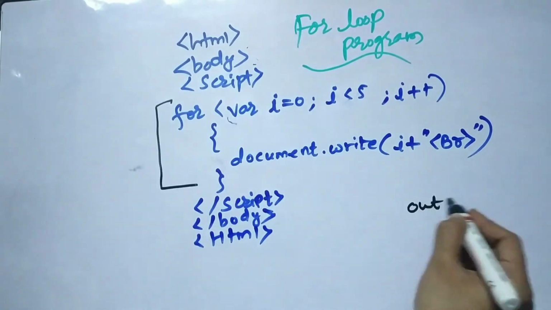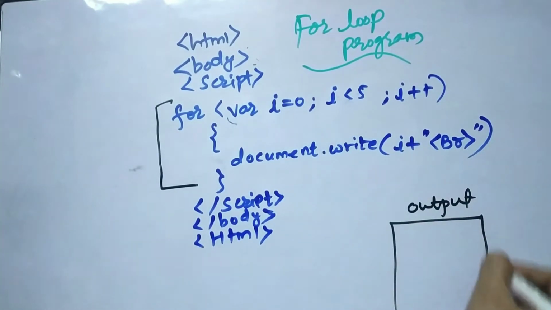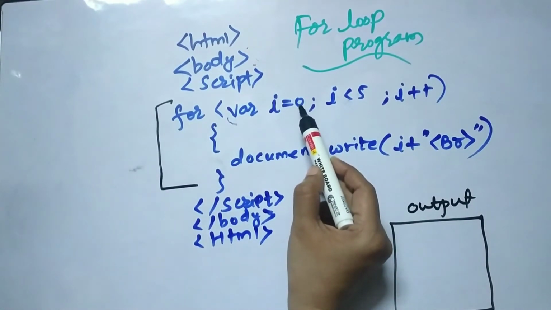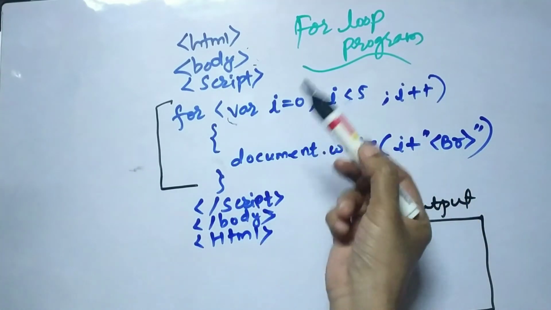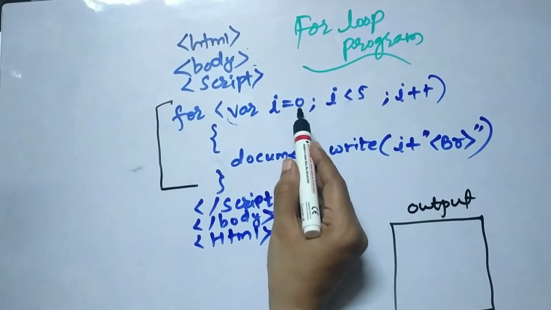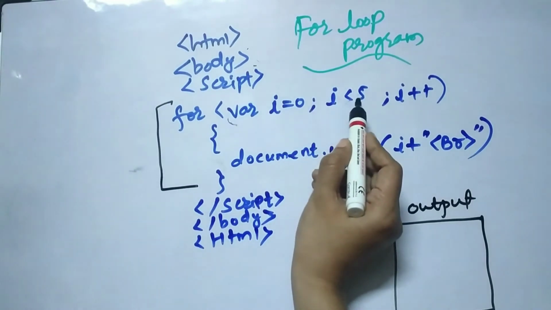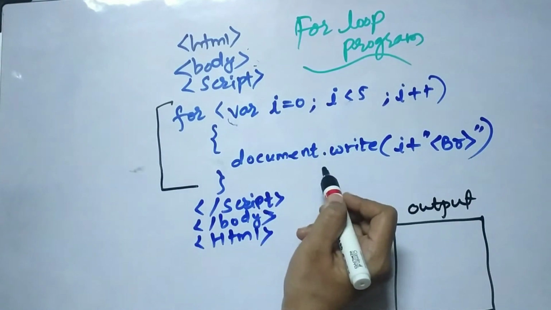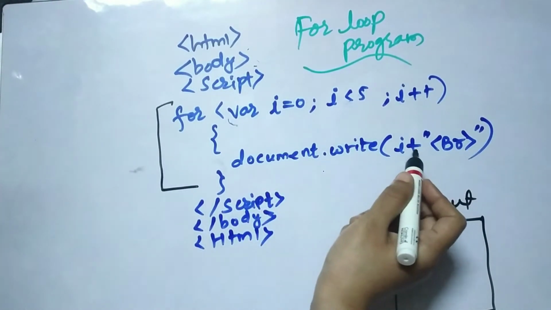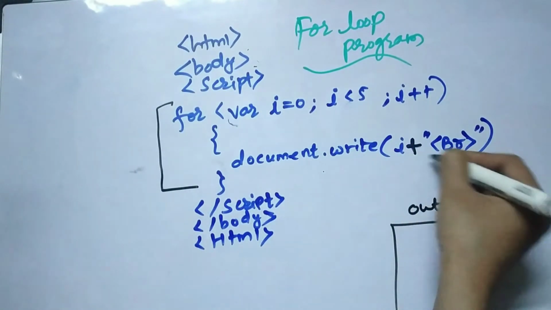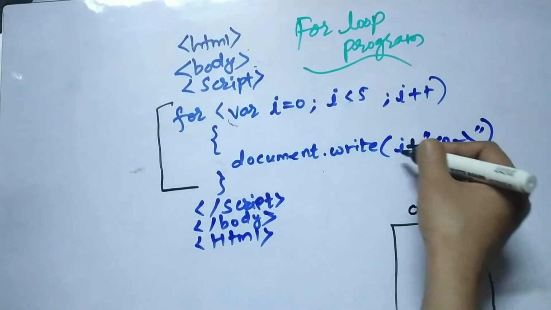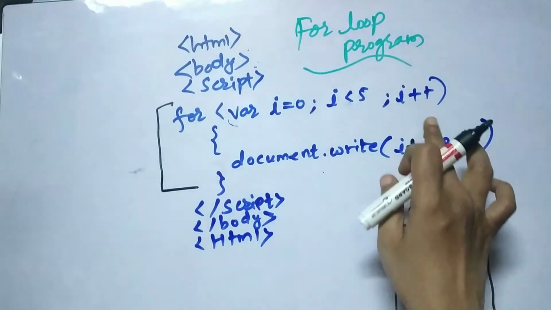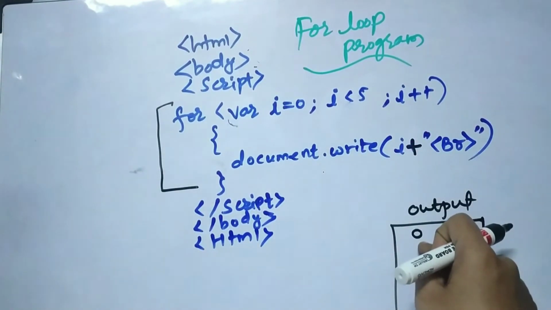So friends, I'd like to draw the output here. First of all, I's value is 0. The initial value of the variable is 0. For the for loop to be executed, we need to set the variable's value. So I's first value is 0. So it will check, 0 is less than 5. Yes, it is true. So it will come inside and whatever is there, it will print on the screen. So document.write I plus. This plus is a concatenate operator which joins it with whatever is written here. So print I. I's value is currently 0. That will print 0 on the screen. Then BR means break line. It will go to the next line.